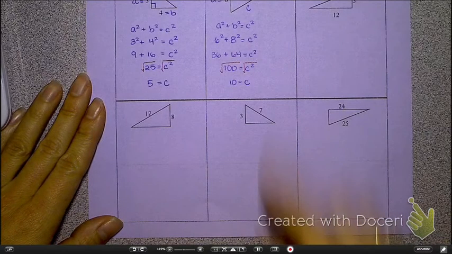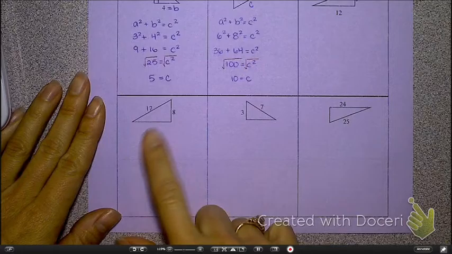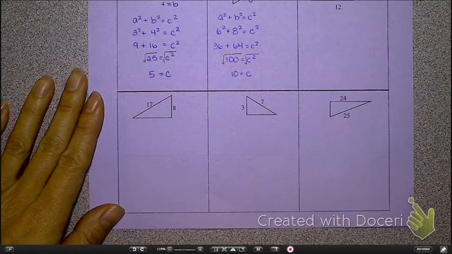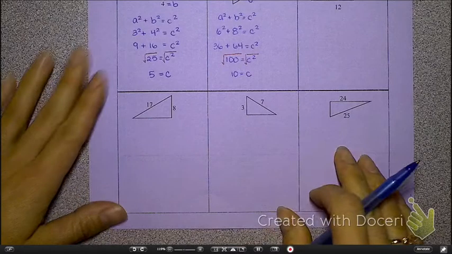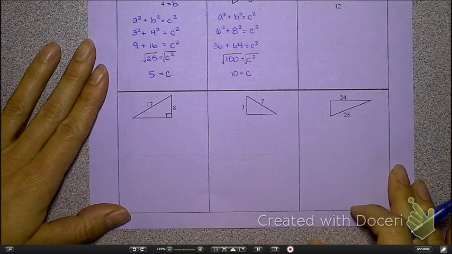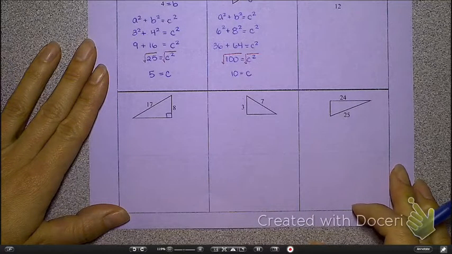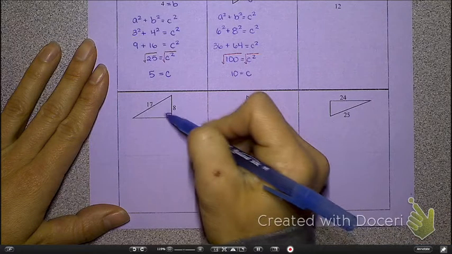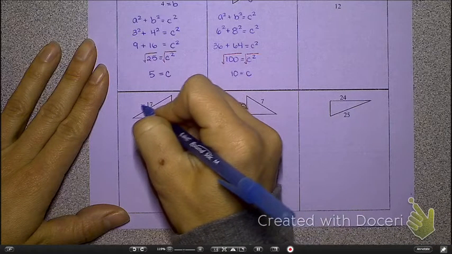Okay, so we're going to skip this one, and we're going to go down to the next row, and we're going to take a look at this one right here. Okay? All right, so in that one right there, let's start out by labeling all the parts. So here's your right angle. So where is C? Which number up there represents C? 17. It's across from the right angle, right? So this is your value for C.